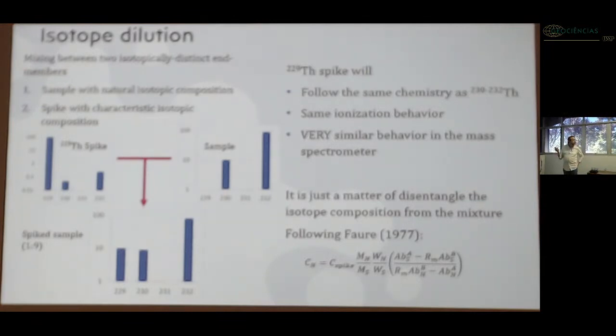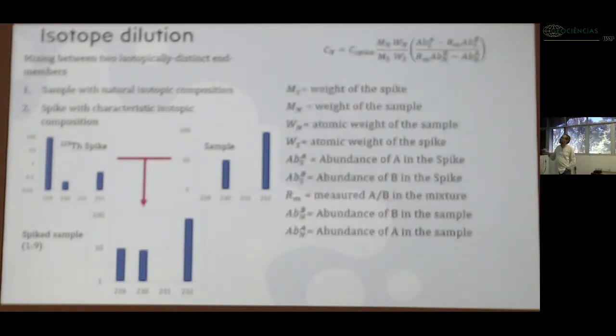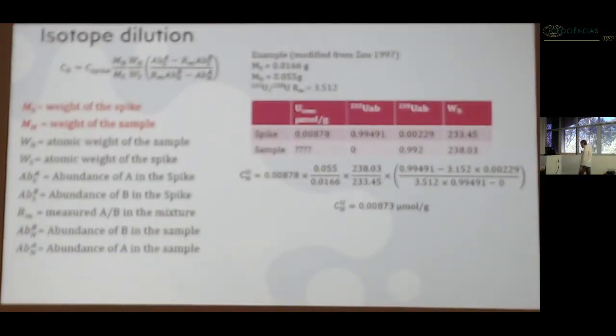Faure, in the basic geochemistry book from 1997, put it very nicely. It's here, this is the equation, which is a function of the weight of the spike, the weight of the sample, the atomic weight of the sample, and the atomic weight of the spike. These are different because uranium-233 has a different atomic weight than natural uranium. Then there are the abundances of the isotopes, the ratio that we are measuring, and the abundances of each isotope in the sample. There's a book, Xu, 1997, Quantitative Geochemistry, which has a really nice example. You can have it here.